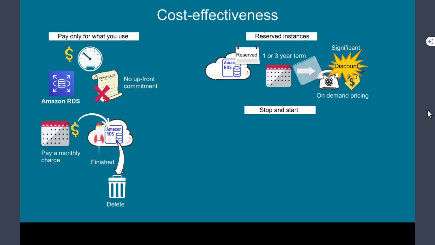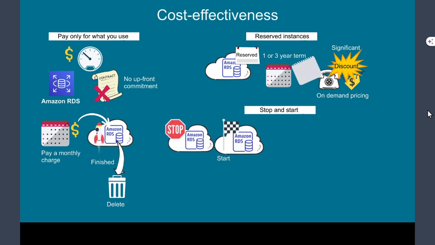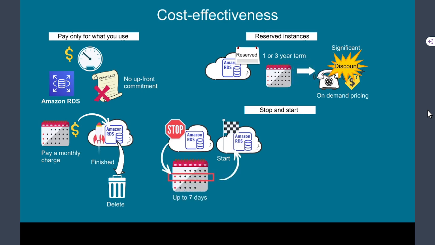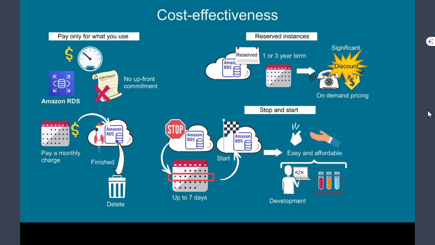Stop and start. Amazon RDS allows you to easily stop and start your database instances for up to 7 days at a time. This makes it easy and affordable to use databases for development and test purposes, where the database is not required to be running all of the time.